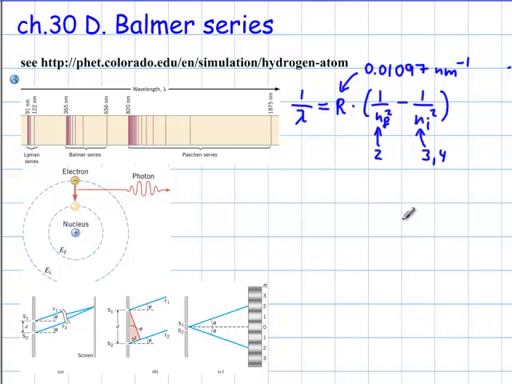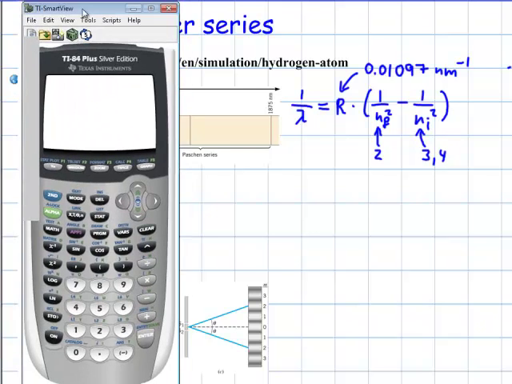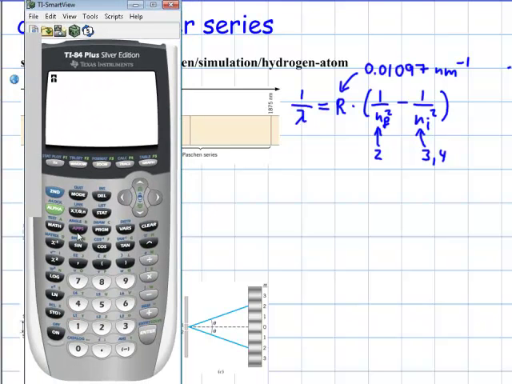And when we plug in these numbers, I'm going to use the graphing calculator, but I don't think it should be a surprise. Let's see. Actually, I might still have that in here from a previous calculation. So there's the 2 for the Balmer line. I'm going to plug in 1 over 3 squared, and I invert that, and it's no surprise. That's 656 nanometers for the red line.